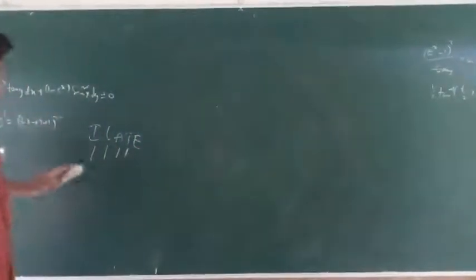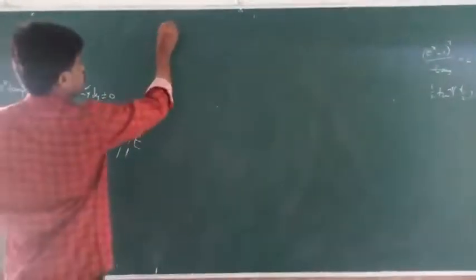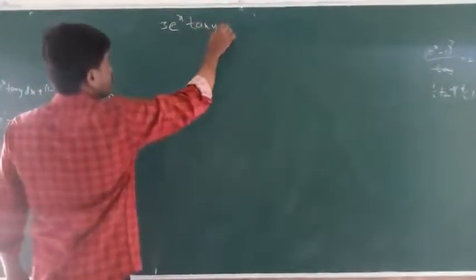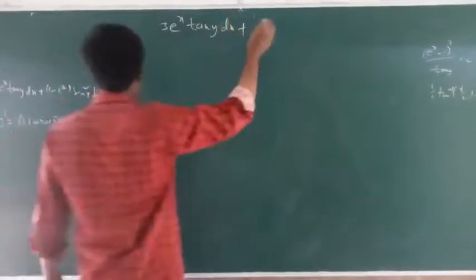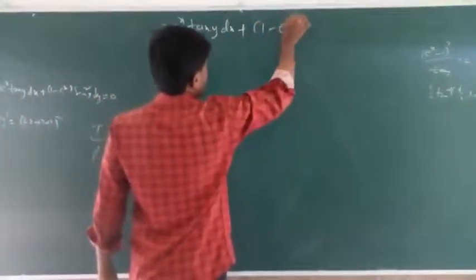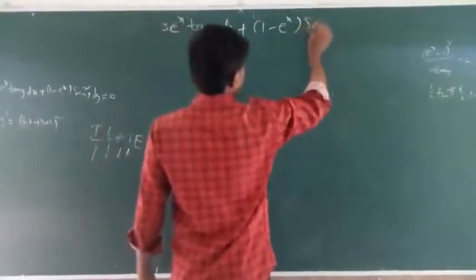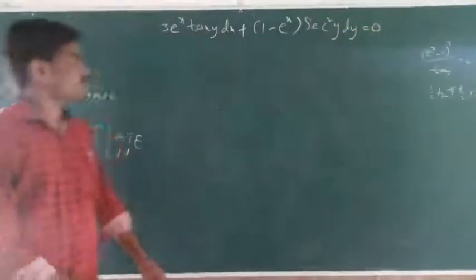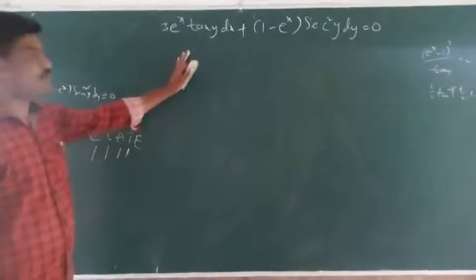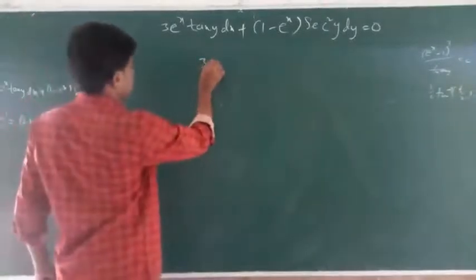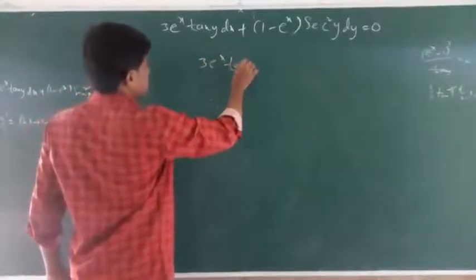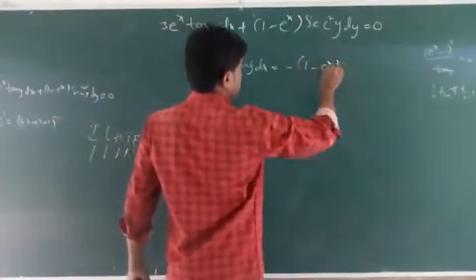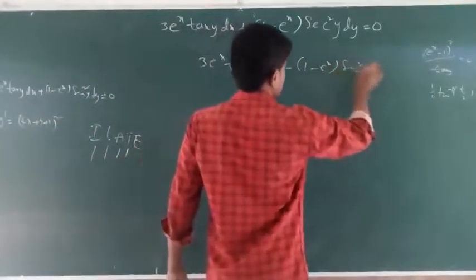So next, second question: 3 e^x tan y dx + (1 − e^x) sec² y dy = 0. So this is also the variable separable method. So 3 e^x tan y dx minus of (1 − e^x) sec² y dy.